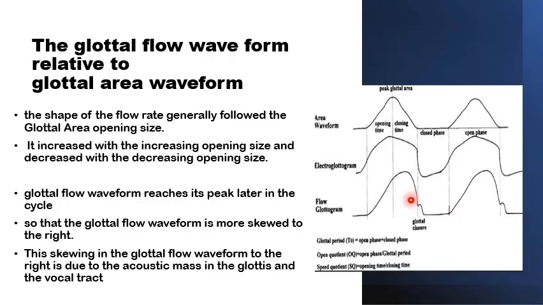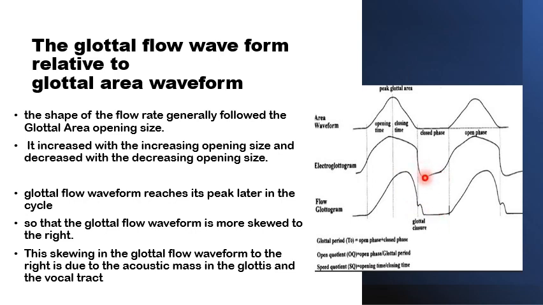Here we see the glottal airflow waveform in the lower trace relative to the glottal area waveform, the size of the opening in the glottis in the middle trace. And as you can see, they generally follow each other. When the glottal opening increases, the glottal airflow increases. When it decreases, it also decreases. When it's closed, there is also no flow.